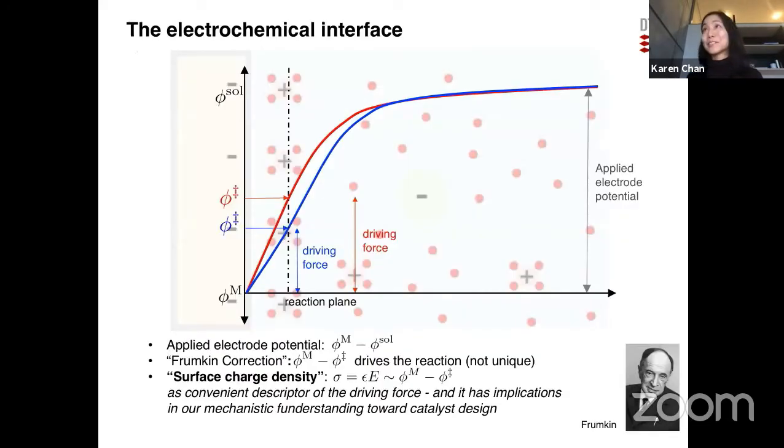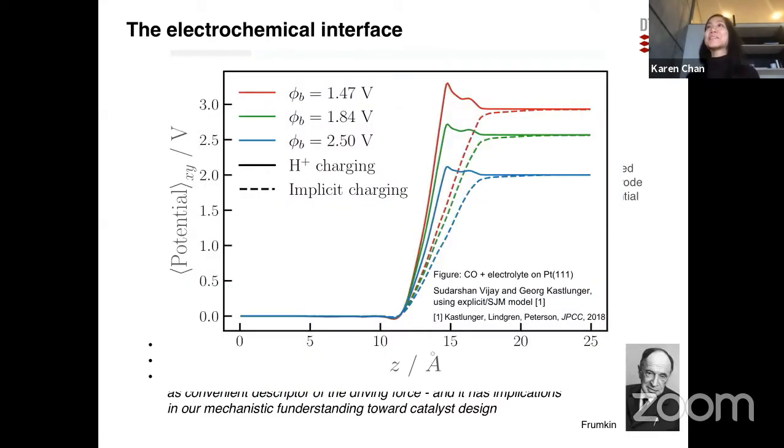And we go back to this picture. Indeed, this is a manifestation of the Frumkin effect, where the driving force is not uniquely determined by the potential. This is a fresh calculation just done by Siracek and Georg, showing that using a solvated jellium model developed in Andy Peterson's group, depending on whether we are charging the interface with an explicit charge, as shown in the solid lines, or an implicit charge, we get a very different potential drop at the reaction plane, therefore explicitly illustrating this issue.